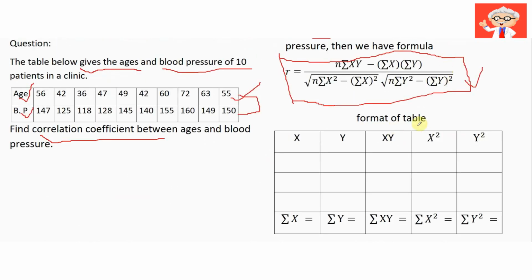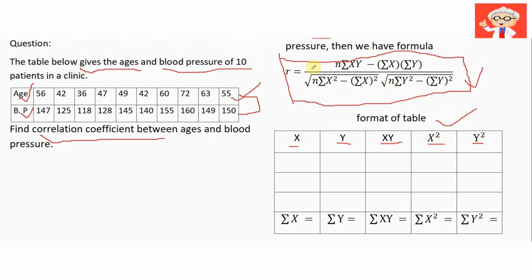Okay, here is the format of the table. To calculate the correlation coefficient between any two variables x and y, we have to format the table. So here is x, and another is y, and here is xy, and x square and y square. Actually, you do not have to remember this format.